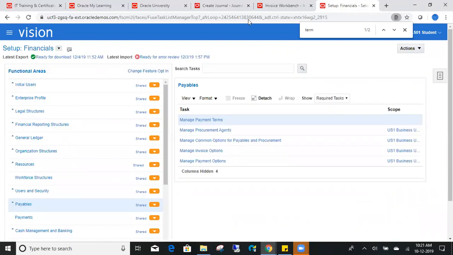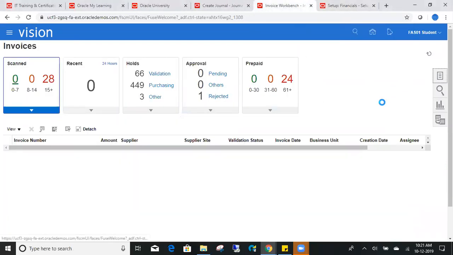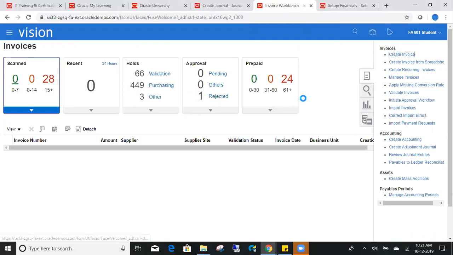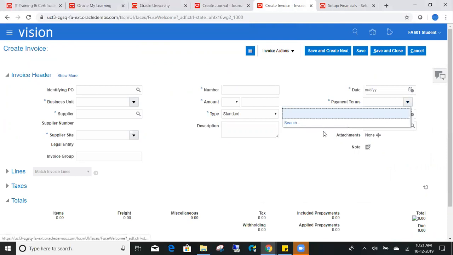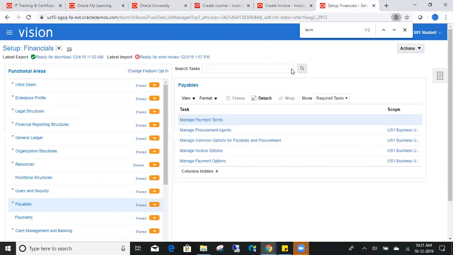Okay, so if you are checking here in the workbench, you are able to see the payment term in the create invoice page, right? Whatever payment term you are choosing, here it will reflect. Okay. So that is the use of the payment term.